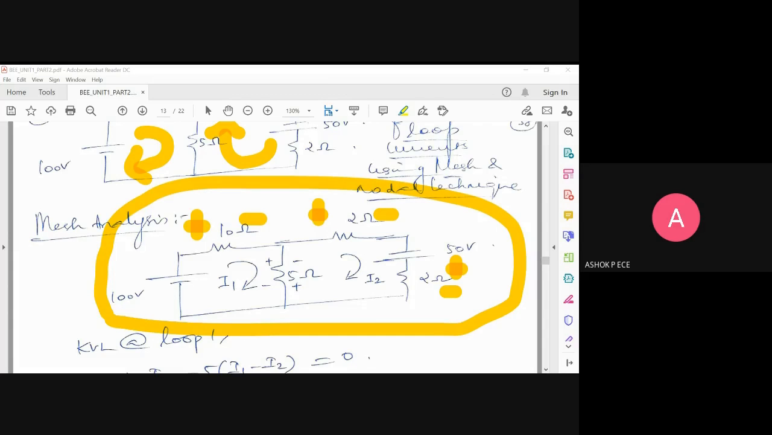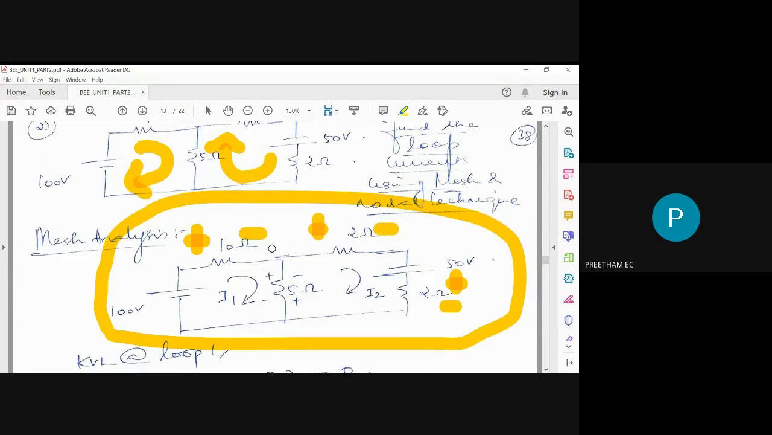Preetham, you're there? Yes, sir. Yes, sir. Can you say the KVL equation for loop 1? 100 minus 100 minus 10 I1 10 I1 minus 5 minus of minus minus of 5 into 5 into I1 plus minus 5 into I2.